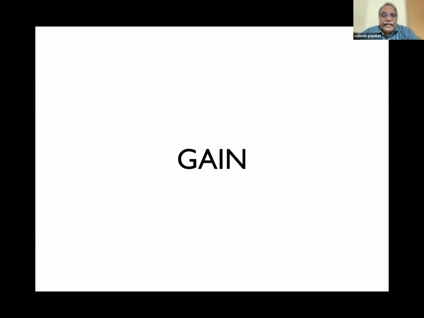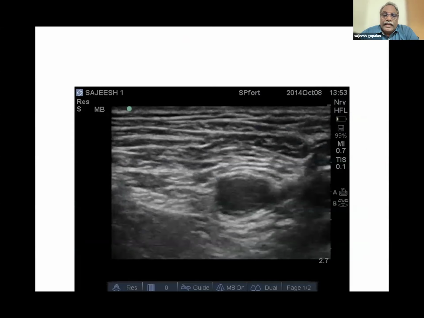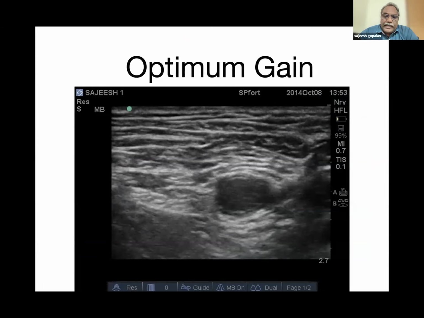Then the gain. Gain is nothing but clarity there. We can have a far gain, and again, we know the far field and near field. So we can adjust both fields, the far field or near field. And the point again is, the take-home message is that your area of interest, here the femoral artery, and to the left we can see the femoral nerve there. So the clarity should be optimum gain, not over gain or under gain.